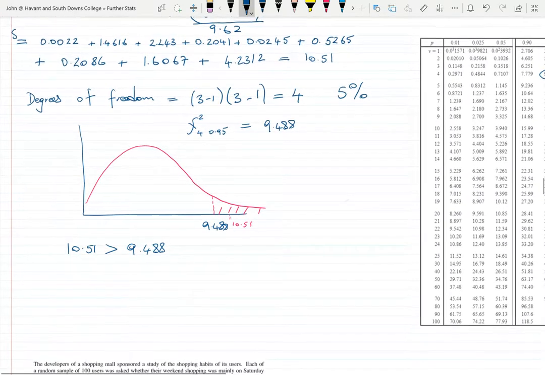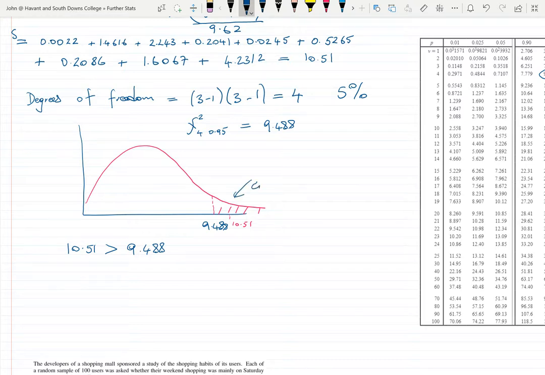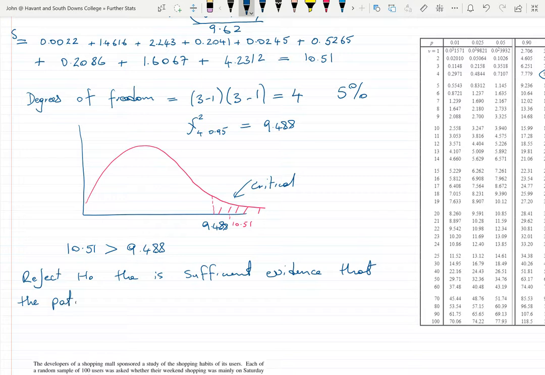So now we need to conclude. So again, remember, this is a critical region, which is the set of values for which we reject H0. So we reject H0. There is sufficient evidence that, and we use the word independent in our hypothesis, so that the patient outcomes are not independent of treatment.